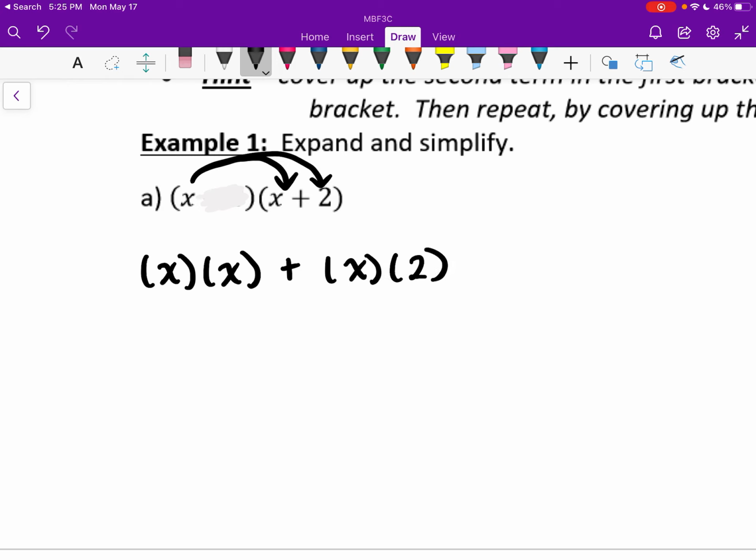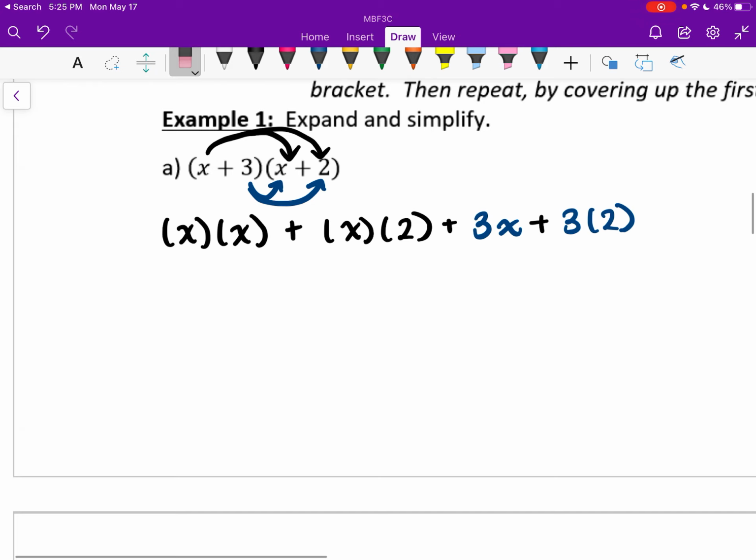Then I go back and get rid of that whiteout, and then I focus on just the 3. And then I get 3 times x, so it's plus 3 times x. And then I'm left with 3 times 2, so plus 3 times 2. I'm just going to go back and uncover that. And then I just simplify.